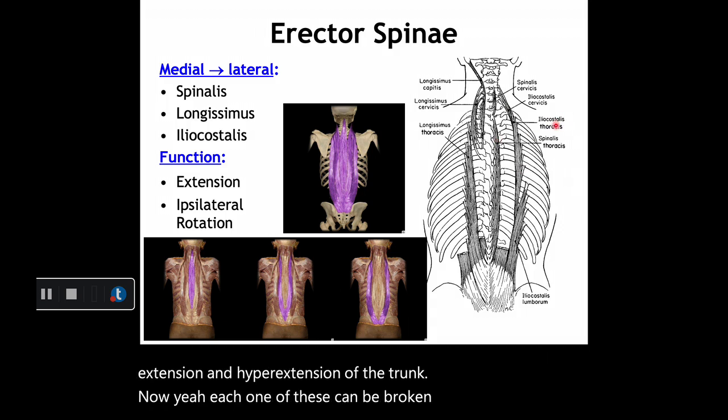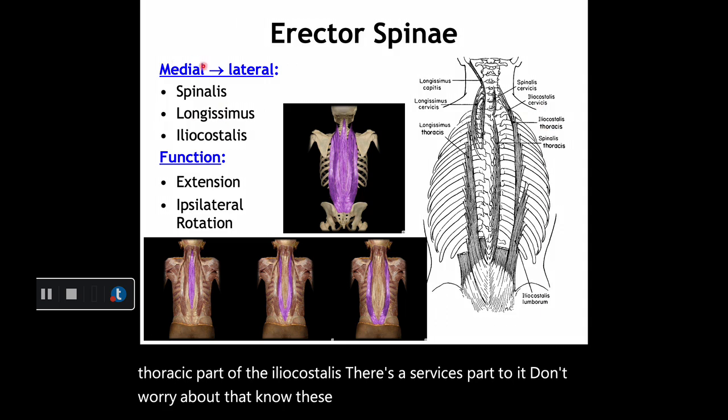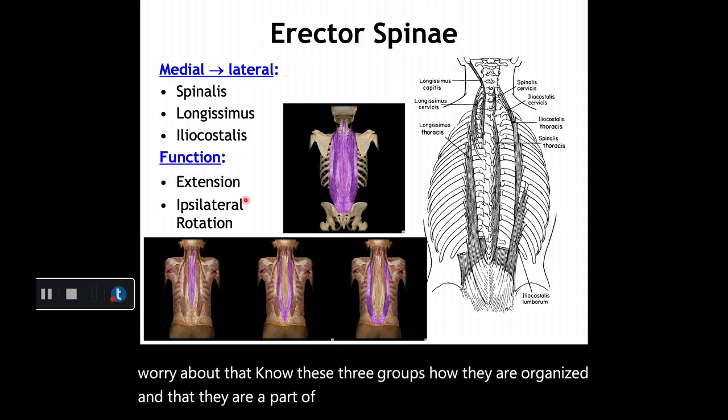Now, each one of these can be broken down. There's a thoracic part of the iliocostalis. There's a cervicis part to it. Don't worry about that. Know these three groups, how they're organized, and that they're a part of this muscle group, and what happens when those muscles contract.